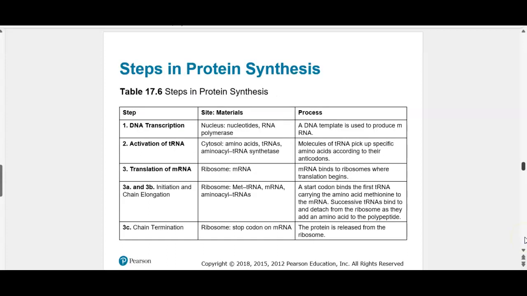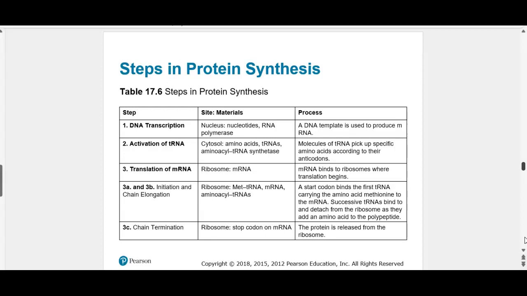Okay, so these are the steps in protein synthesis. We've gone through them in some detail. There's DNA transcription, which produces a messenger RNA from a DNA template. Then we have activation of transfer RNA, where each transfer RNA is specific for a specific amino acid. So the tRNAs pick up their amino acids and are activated.